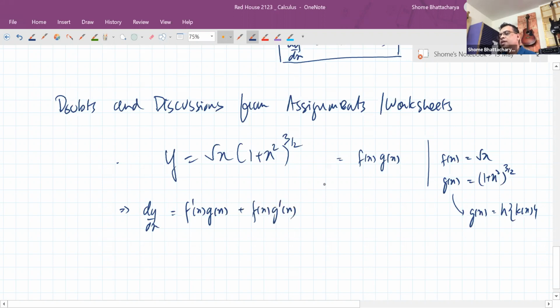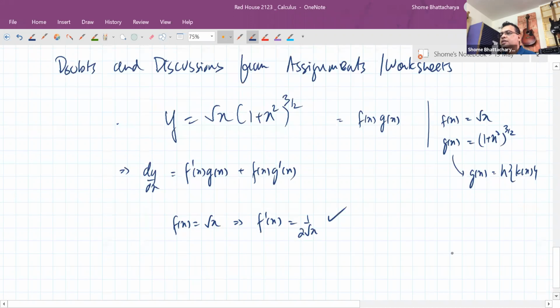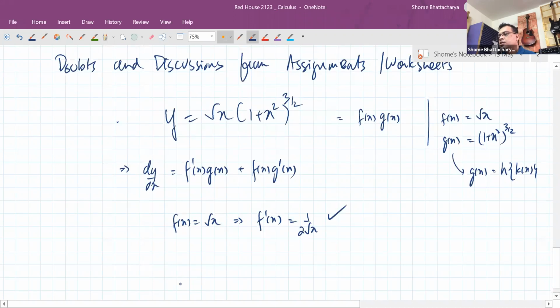So f prime is very simple over here. We can see that f(x) is root x, so the derivative of f is 1 by 2 root x. So the first one is quite simply done. But what about g prime? We'll have to understand that separately. g(x) is (1 plus x squared) to the power 3 by 2. So g prime x is how much now? For that, we'll have to use the chain rule.